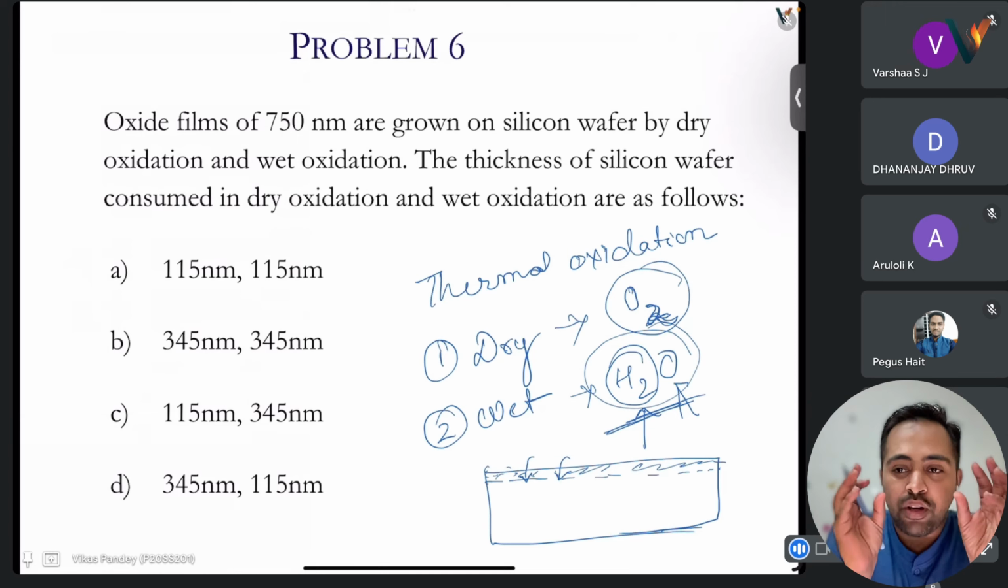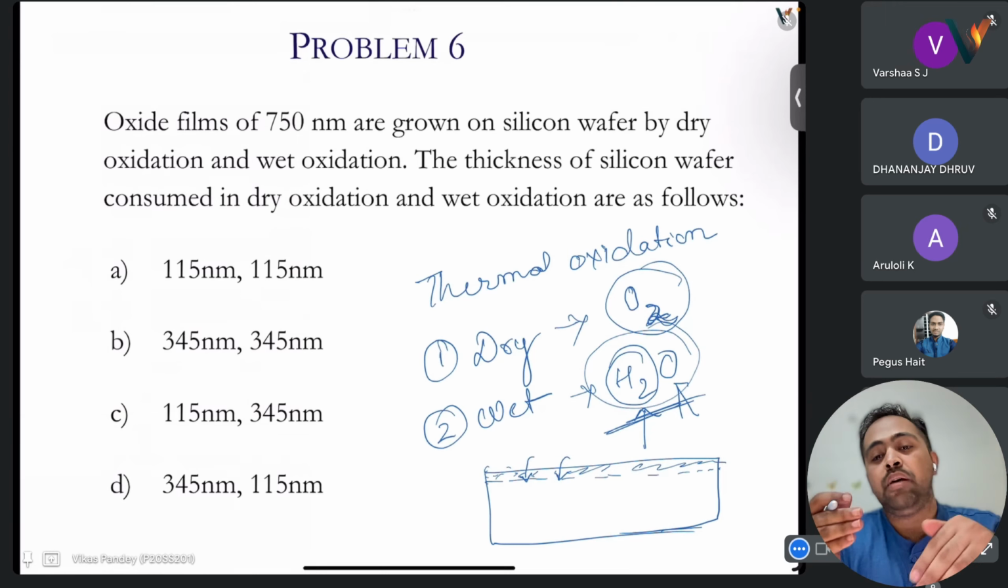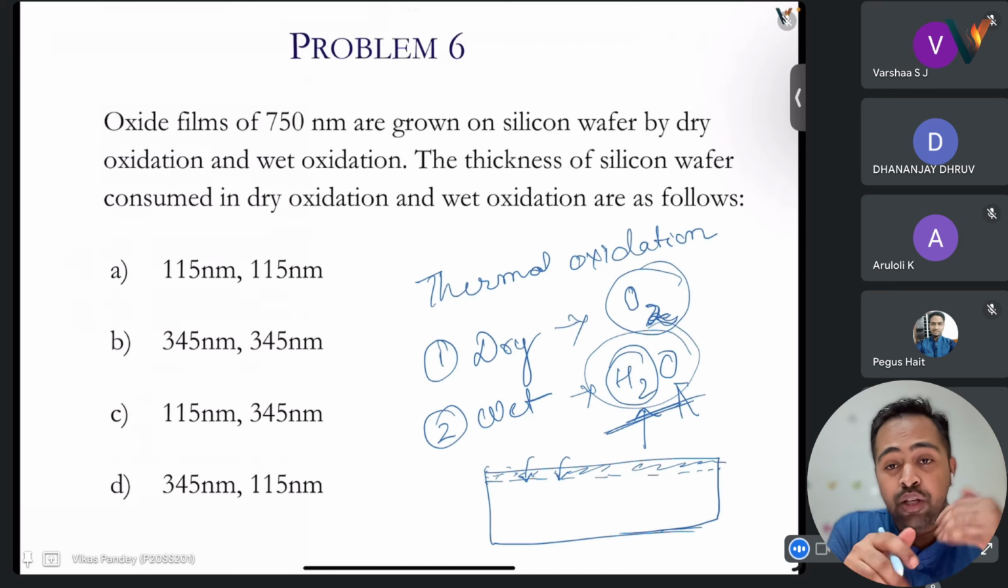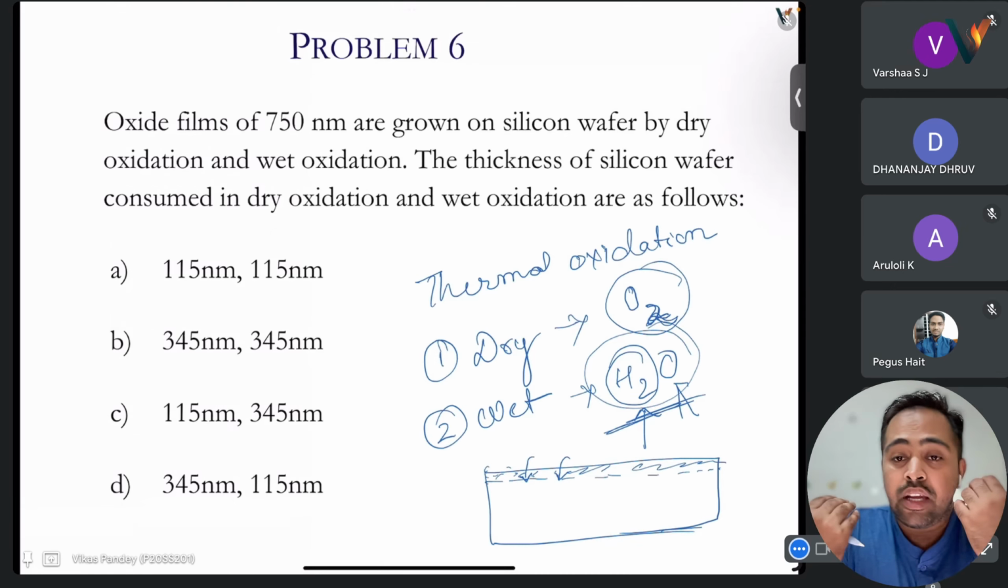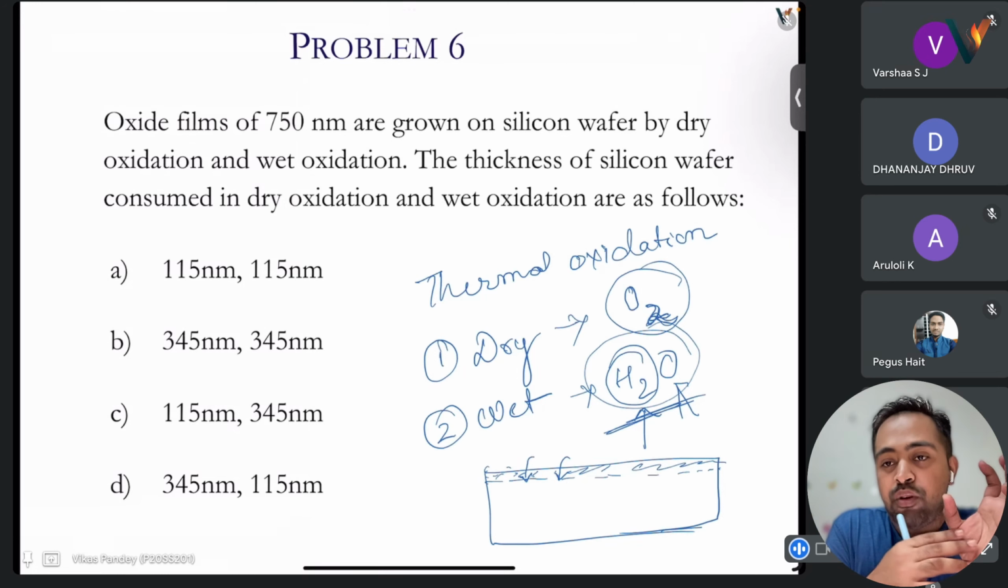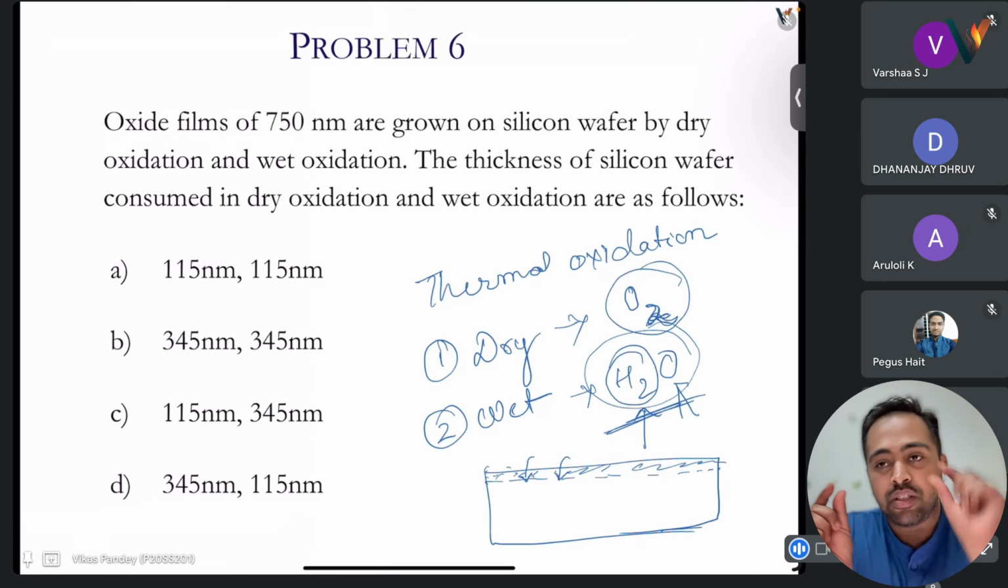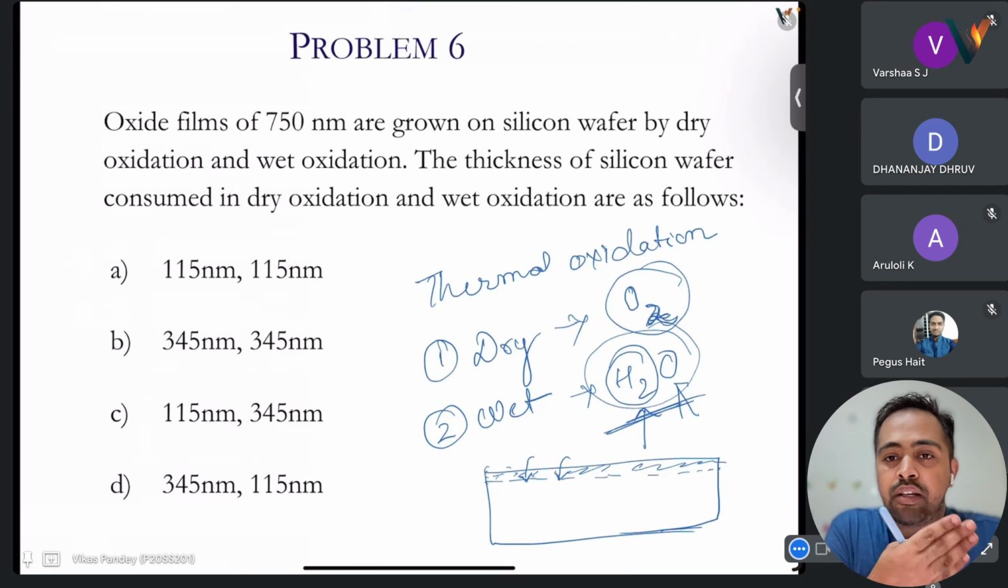So a smaller molecule will be able to reach there very easily. If we compare the size of O2 and H2O, H2O will be much smaller in size, because hydrogen is very small compared to oxygen, right?